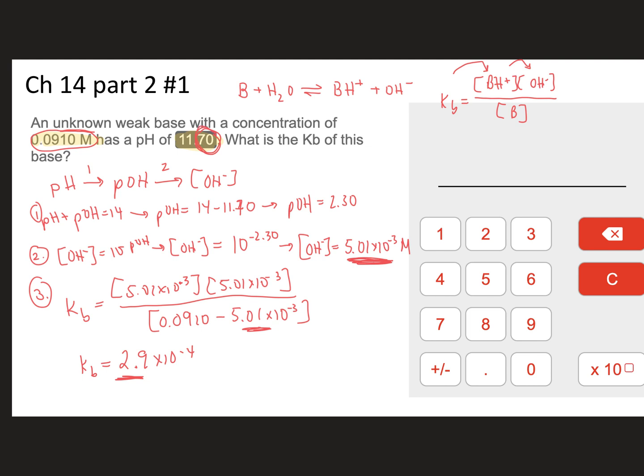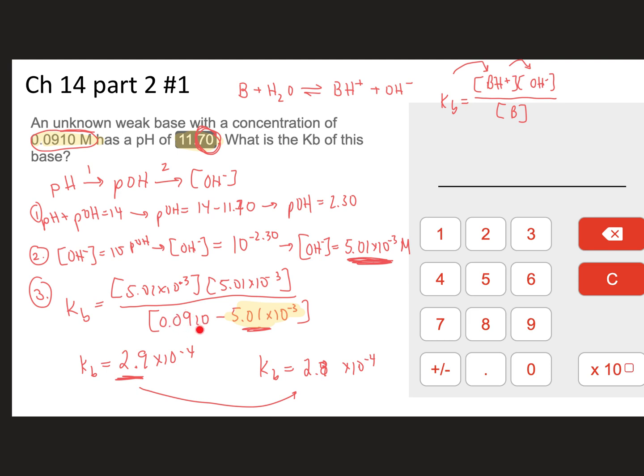If you did not account for this change, which probably you didn't because this is my mistake, we covered this in class and just said assume the change is negligible, don't worry about the change, you would have gotten a Kb of something like 2.76 times 10 to the minus 4. And so you can see they definitely are different values. I guess this would round to 2.8. They are different values.